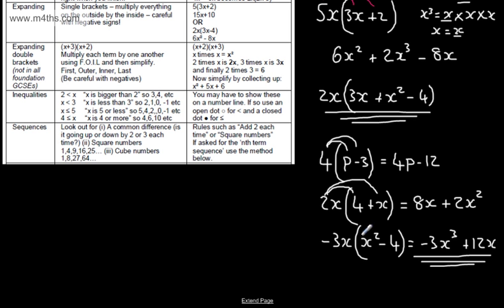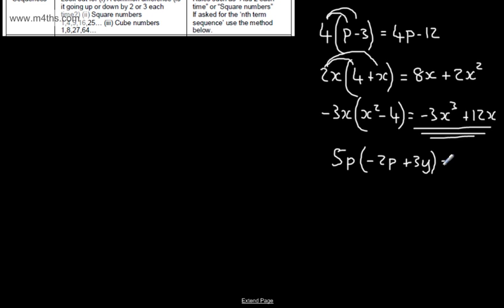So a lot more challenge in this one. We'll do one more. Let's say we've got now 5p, we're going to have minus 2p, and then let's say plus 3y. So let's go ahead and do this one. So this one, 5 times by 2 is going to be 10.